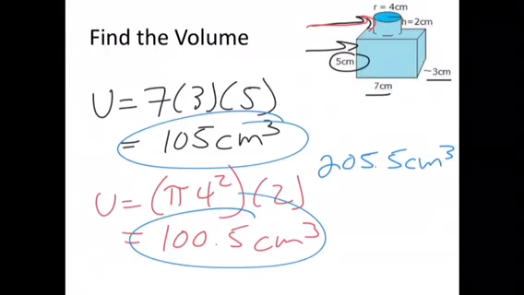Okay, that completes it for our volume formulas. Go ahead and start the homework.